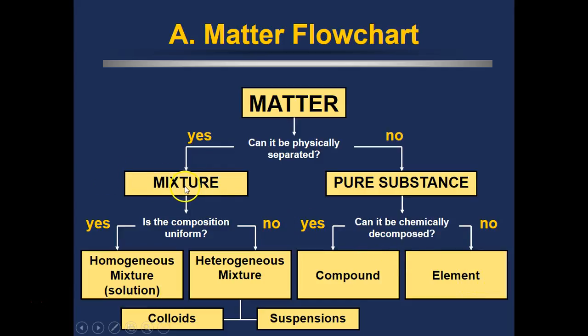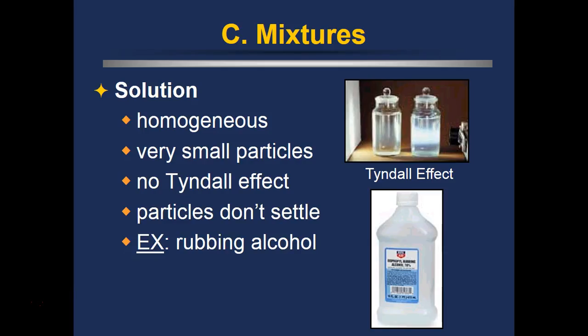Once you know you have a mixture, we can go on this side and say, is the composition, or what it's made of, uniform throughout? Is it the same throughout? If it's the same throughout, you can't look at it and tell there's a difference. It's a homogeneous mixture. If it's not the same throughout, it's a heterogeneous mixture. And then these can be further separated into colloids and suspensions, which we'll talk about, but you don't need to memorize. So, mixtures, solutions. These are homogeneous.